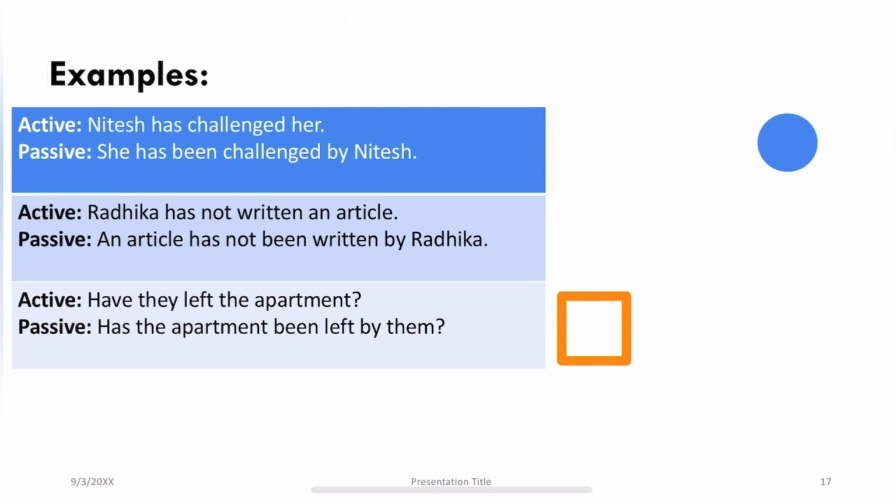There are some examples given here. The first example is Nitesh has challenged her. इसका पैसिव क्या बनेगा? She has been challenged by Nitesh. Next is Radhika has not written an article. इसका पैसिव क्या बनेगा? An article has not been written by Radhika. The third one is Have they left the apartment? The passive voice will be Has the apartment been left by them?